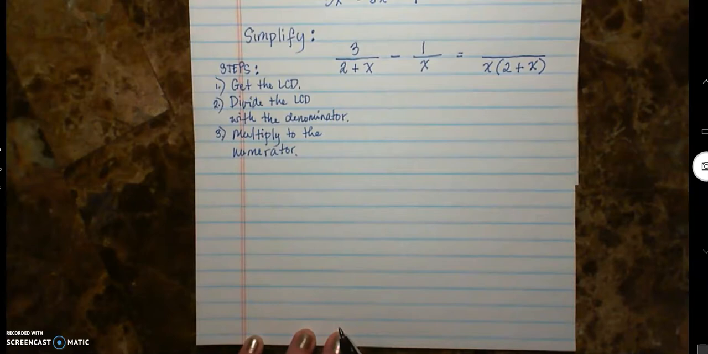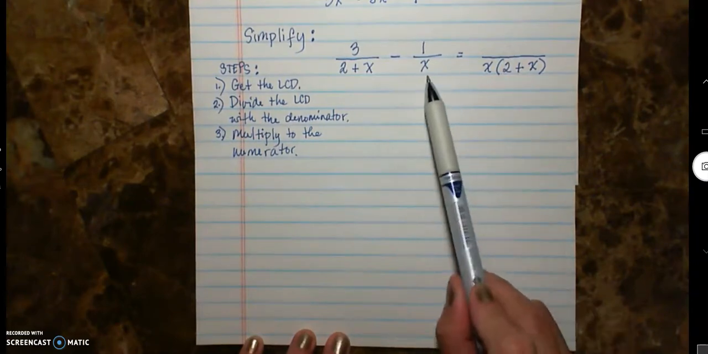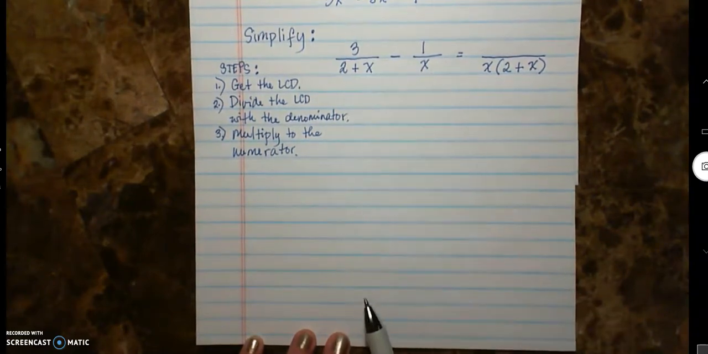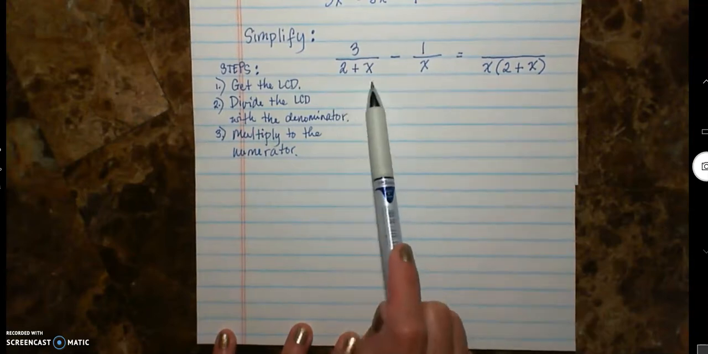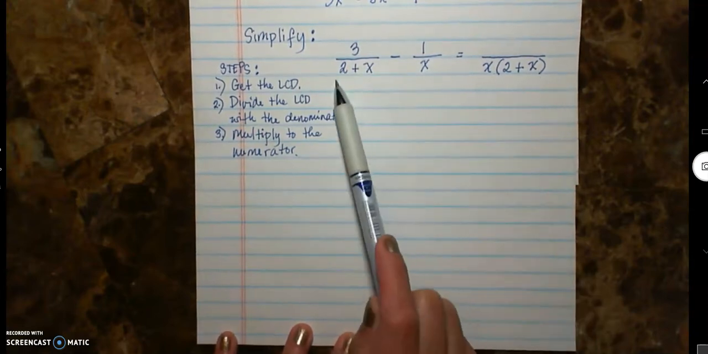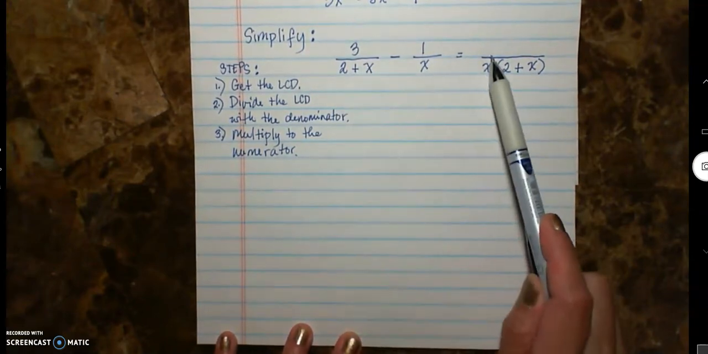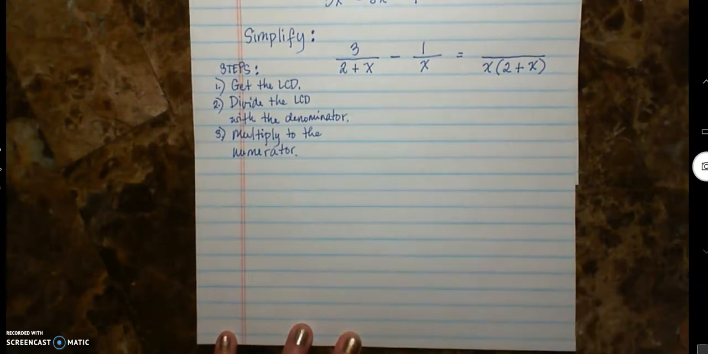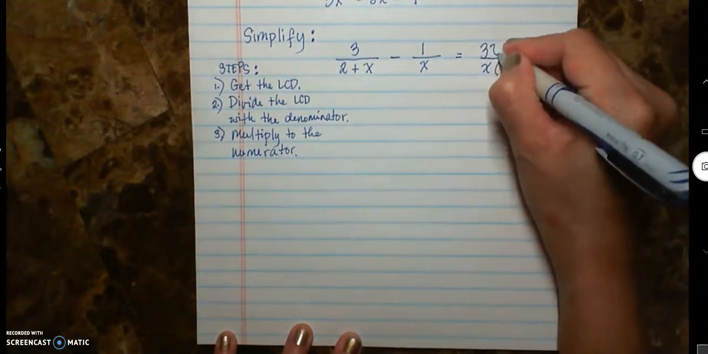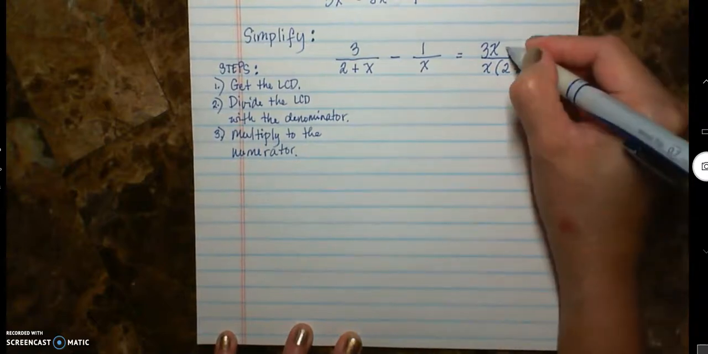The way to get the LCD for this is to multiply these. So therefore, I have just placed them into this expression. Let us now do the steps. After getting the LCD, I'm going to divide the LCD with this. The moment I divide this with this denominator, then this will be left, and that will be the one multiplied to 3.